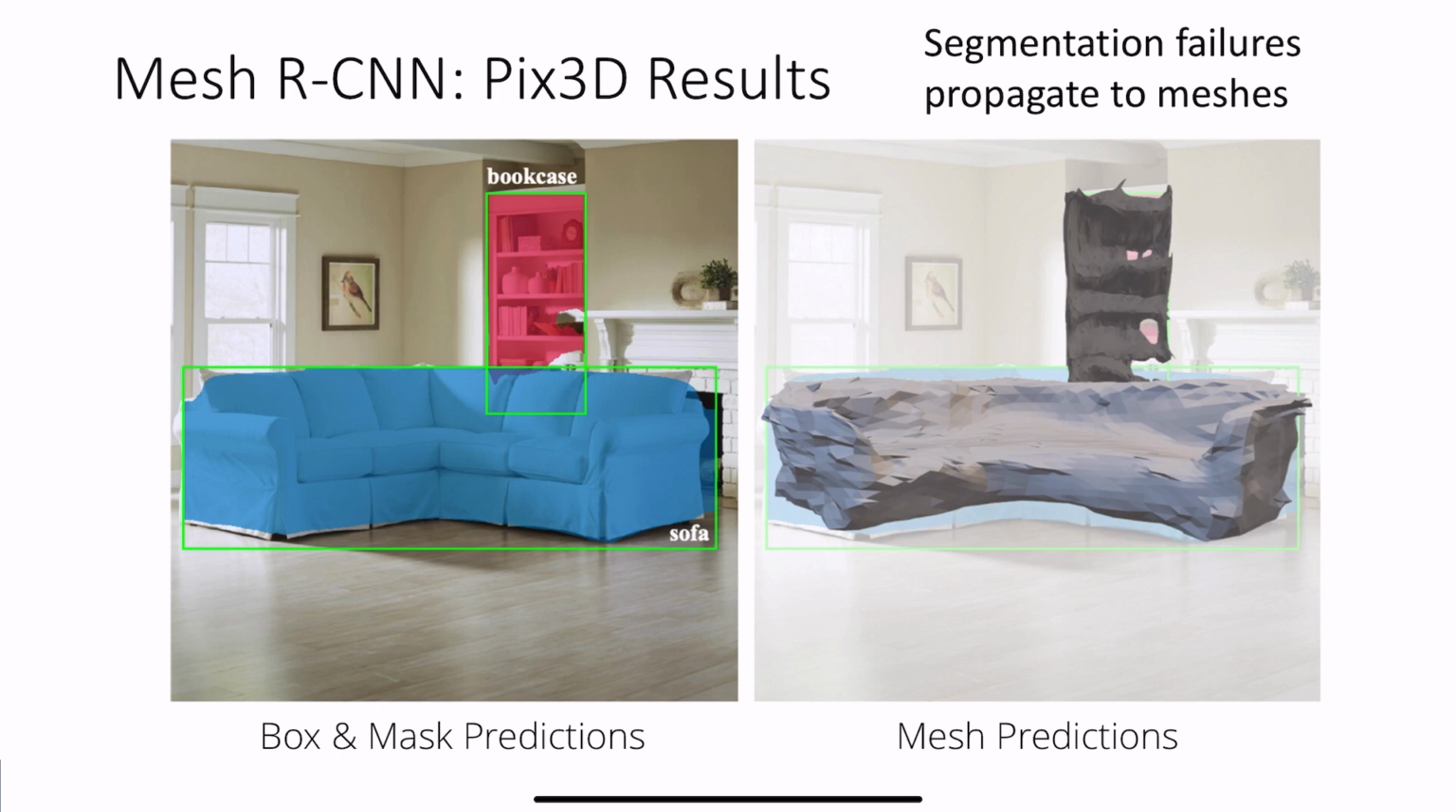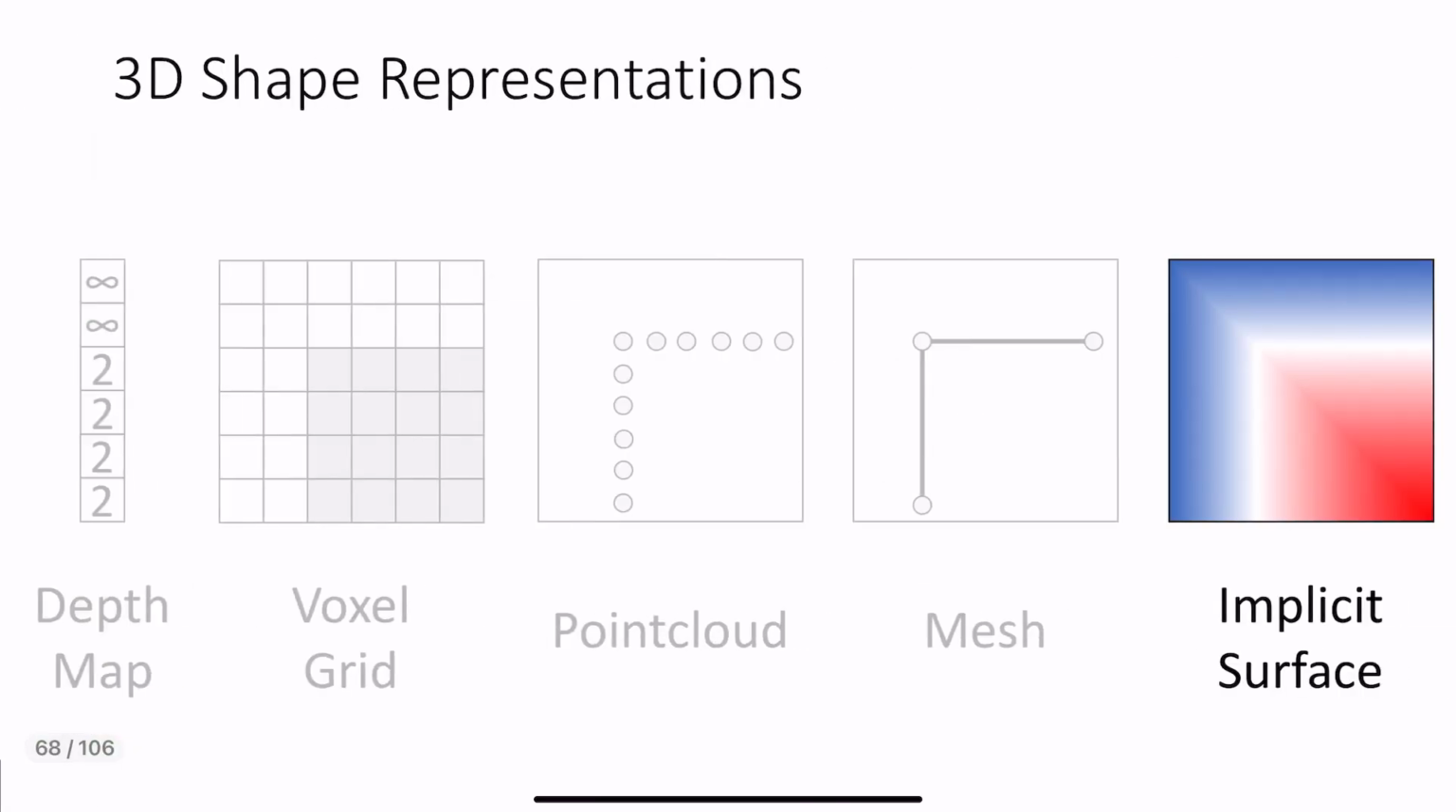Anyway, this is another example. If there is a segmentation failure, let's say here, it's going to be propagated to the mesh model as well. So it means that good segmentation is very, very important to precisely reconstruct 3D information. As we discussed in the lecture, if we have a very good segmentation model like the SAM, segment anything model, we can highly improve the 3D reconstruction performance as well. So that's the mesh representation.